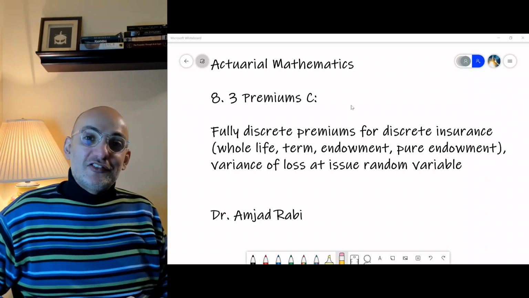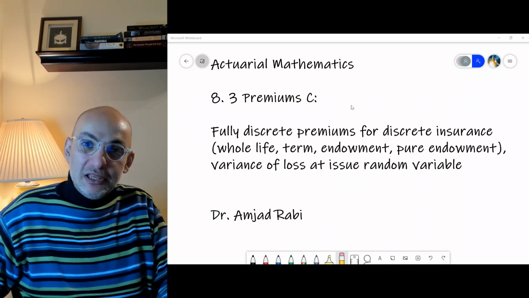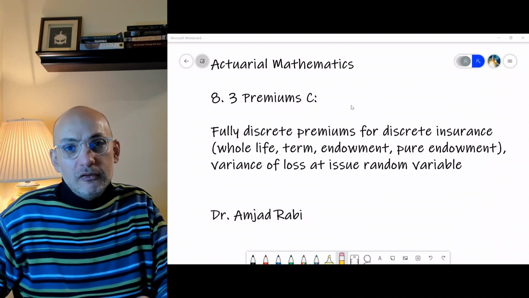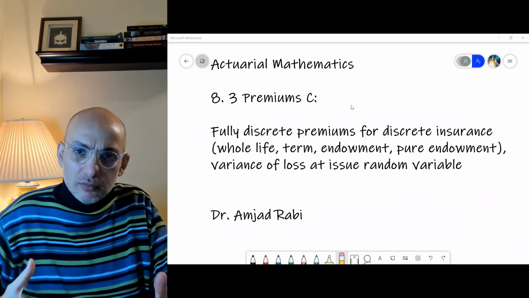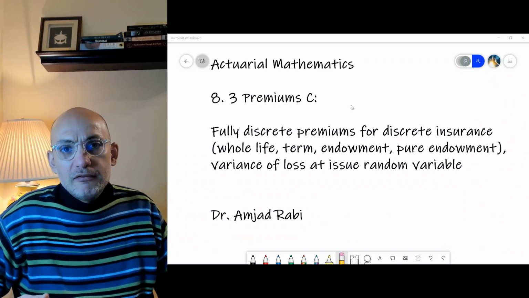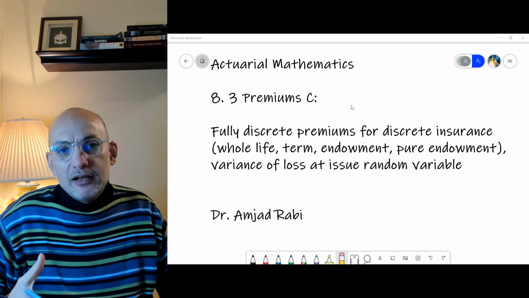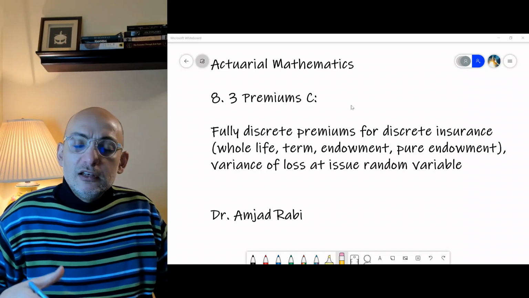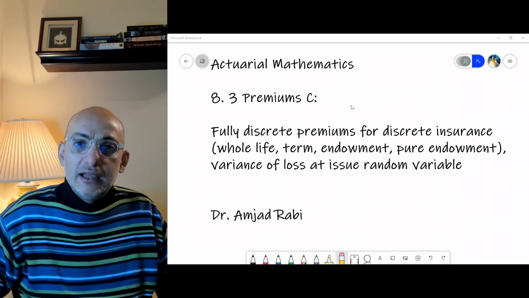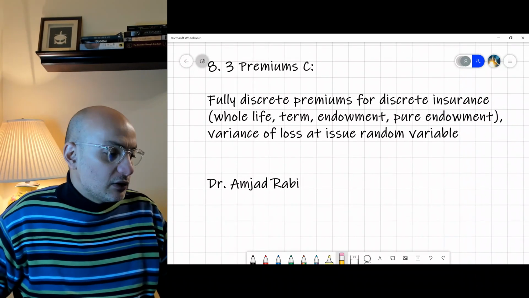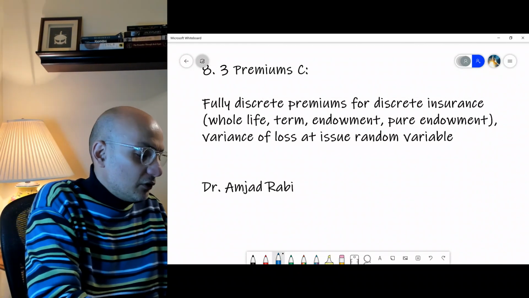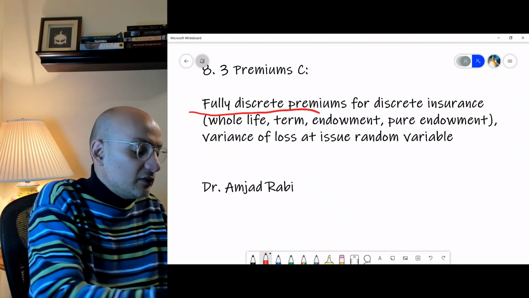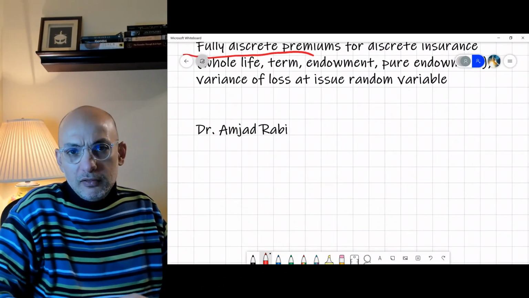Hi, let's continue our work on premium. As you recall, last time we finished the continuous premium. We've seen many formulas, and I said we need to use logic to derive those formulas. So it's not really memorization as much as it's recognition of a pattern, and then you apply what you know. So now we will continue our discussion, but we will repeat the same thing, but instead of doing it for continuous, we'll do it for discrete premium, right? So everything now is discrete.